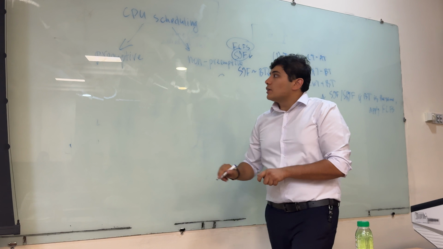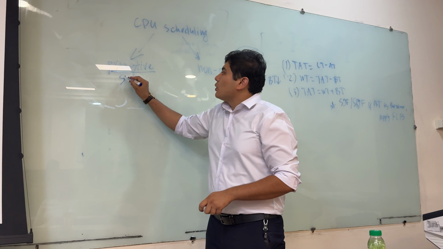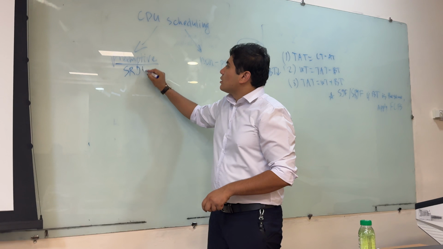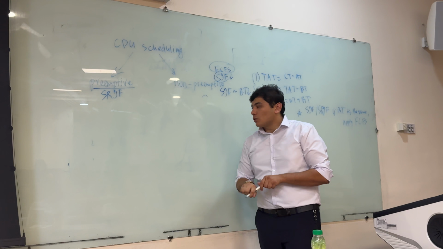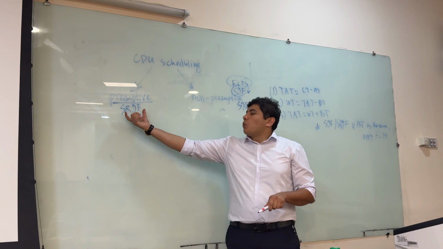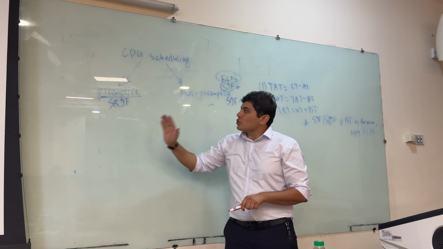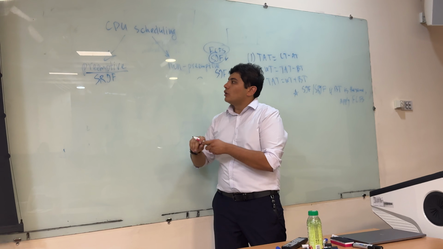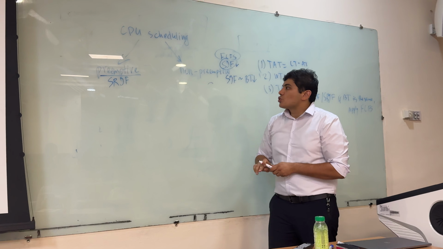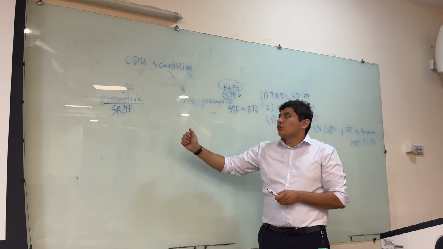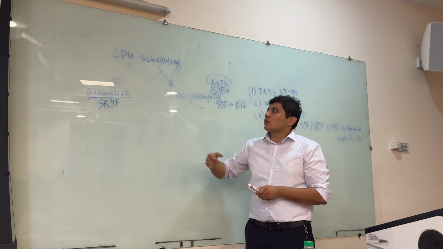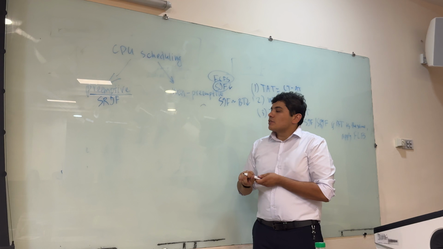SRJF, it is basically preemptive. So what does it mean is that once the process is inside the CPU, every single time you're going to interrupt the process, put it back, and choose another one with the least burst time. Okay? So you're not going to wait till the end of the burst time. You simply, every second, are going to check, okay? And then choose the one with the least burst time.